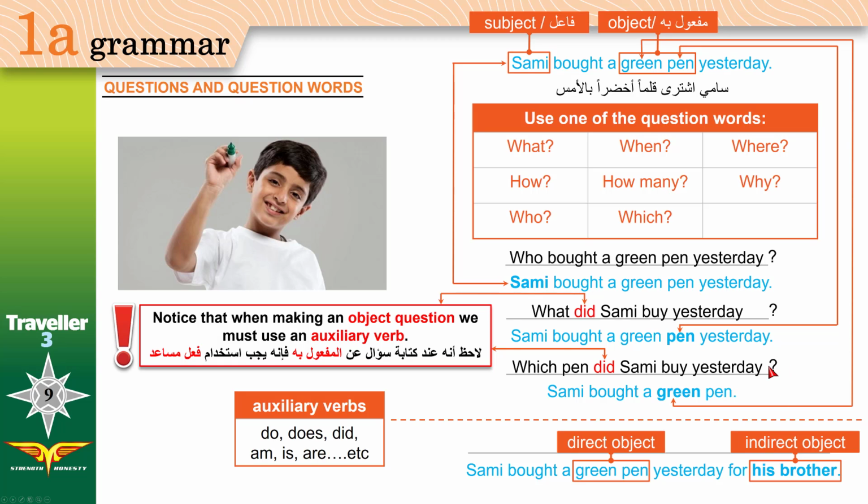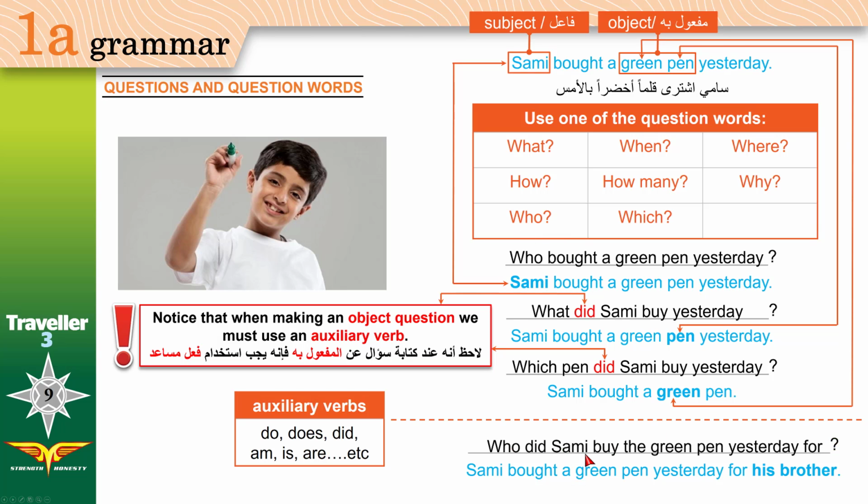Now, to write a question asking about the indirect object: I know that Sammy bought a green pen yesterday for someone. But who is that person? I use who because I'm asking about a person. I say, who did Sammy buy the green pen yesterday for? I put for at the end of the question, or to, if I'm using to, I put it at the end of the question. Okay?